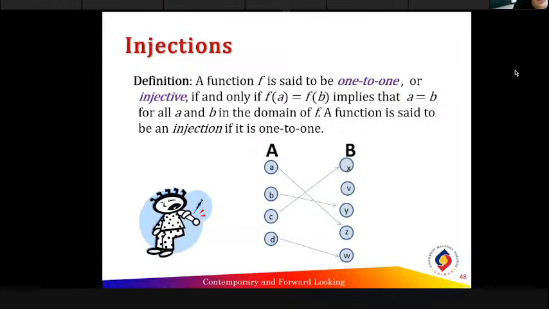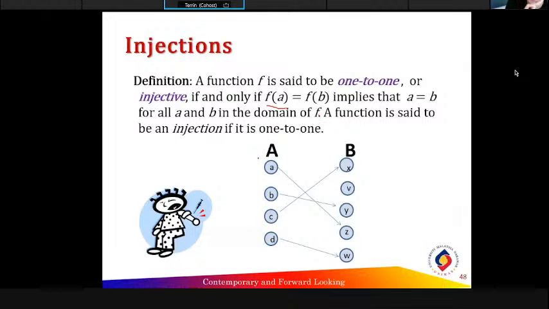So to further look into the different characteristics of functions, the first one is what we call injective, right? Injective property is said to be a function that is one-to-one. And this occurs when we say the value of f(a) equals f(b) implies that a equals b, for all a and b in the domain of f.